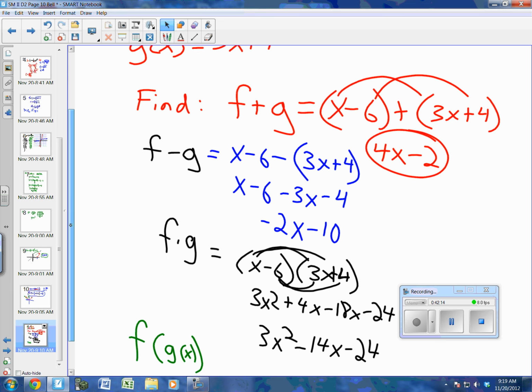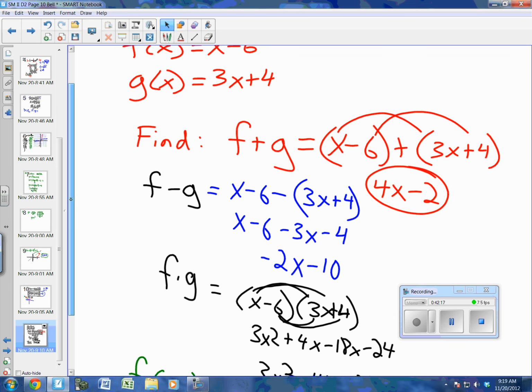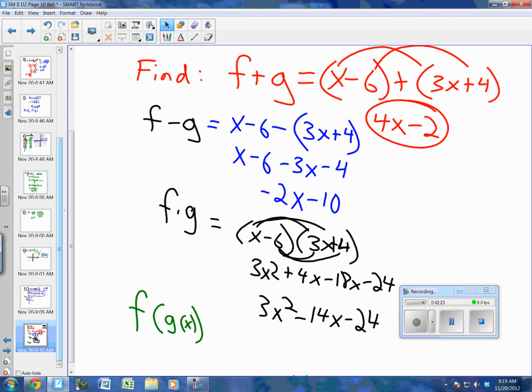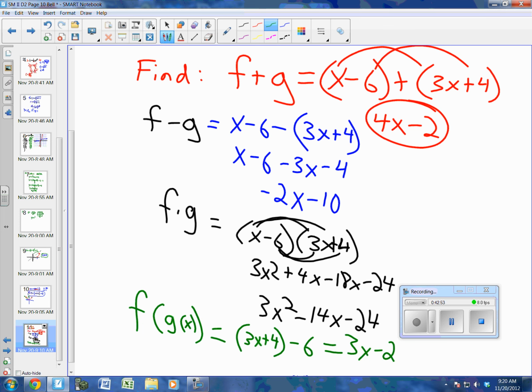You're finding f composed of g of x. Good, you guys all got it right? I'm putting g into f, right? So f was x minus 6, and so I'm going to put g in for that x that was there, which is 3x plus 4. I replace the x in the f function with the g function, which is 3x plus 4, and I add like terms, and I get 3x minus 2. Any questions? Could you do it the other way too, you guys?